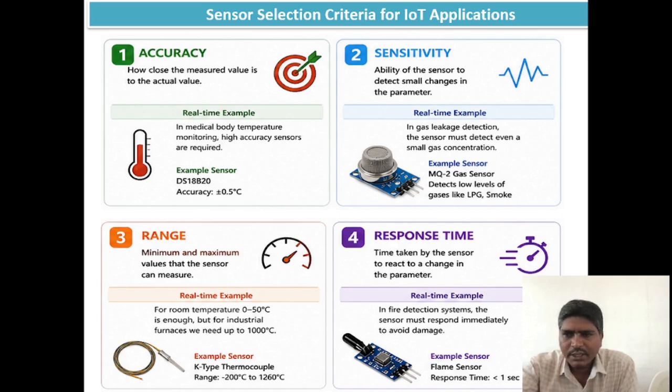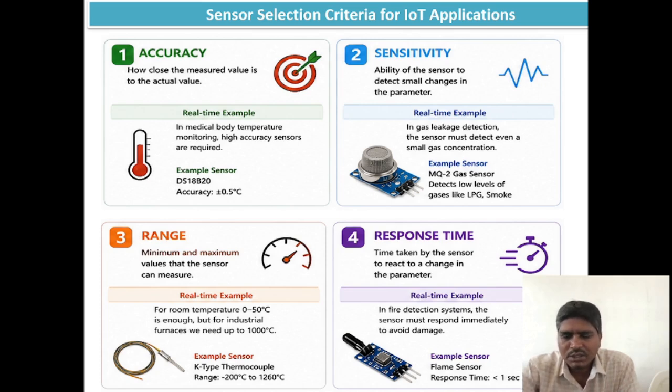First is accuracy. Accuracy tells how close the sensor reading is to the actual value. For example, in a health monitoring system, when measuring body temperature, even a small error can lead to incorrect diagnosis. So we need highly accurate sensors. But in a weather monitoring system, a small variation like 1 degree may be acceptable. So accuracy depends on the application requirement.